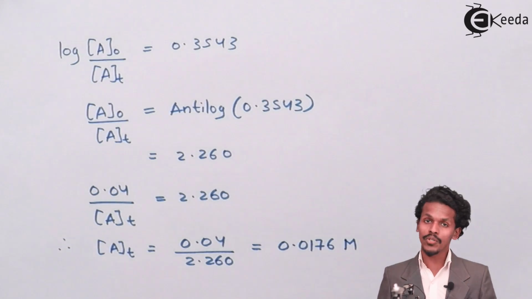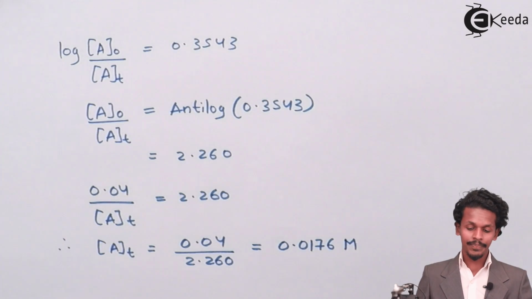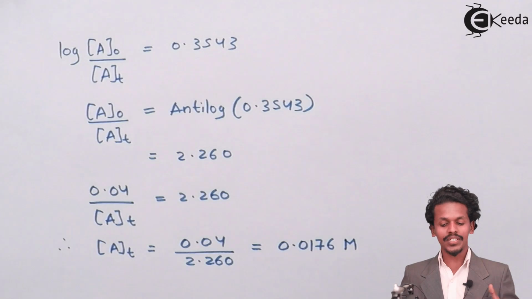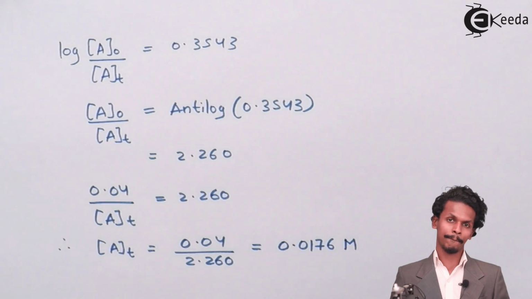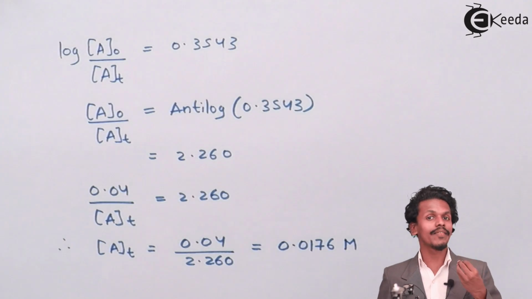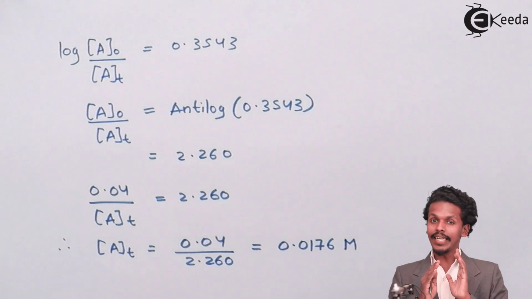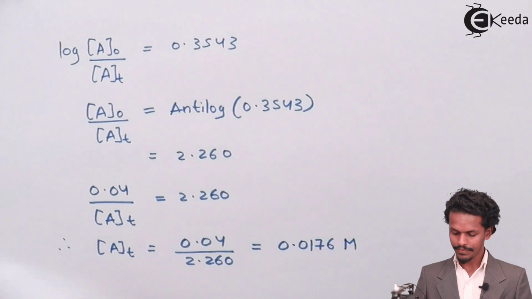But this is not the final answer. Another question is also left, in which they have asked how long it will take for 25% of the reactant to react. It means what? It's a very easy numerical. So let us do it with a very deep sense. They have asked that 25% of the reactant has been reacted.